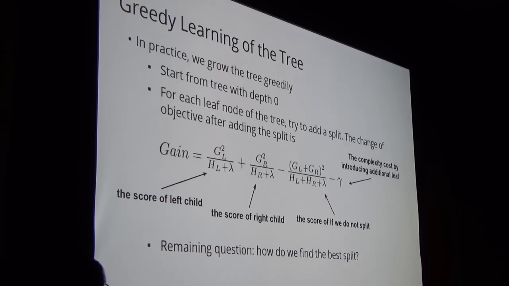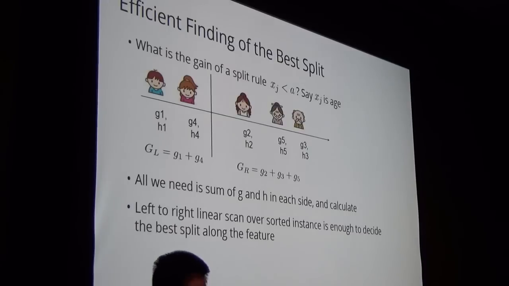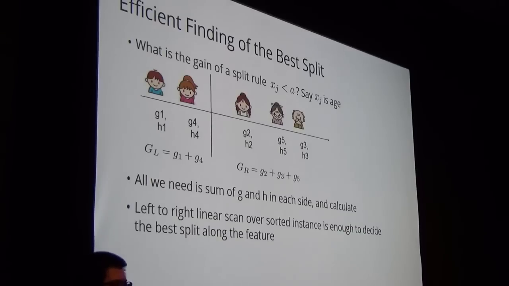Okay. So given this structure score, what we need to do is an enumeration of all the possible splitting points. To do that efficiently, say we want to enumerate the age split of all the instances. Basically, it can be any of the age splits between these persons. So this graph illustrates what you can do to optimize for this kind of enumeration of arbitrary splitting points.